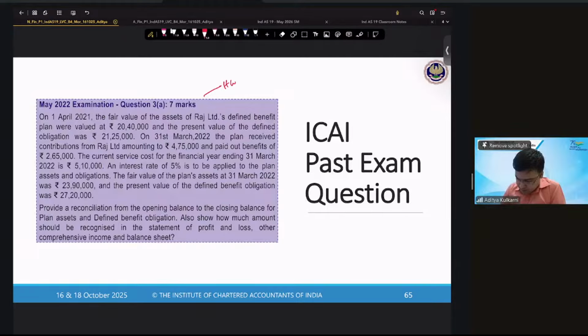This is the same question. Statement form में दिया है. Fair value of assets opening 20 lakh 40 and obligation 21 lakh 25. Year end plan received contributions of 4 lakh 75, paid out benefits of 2 lakh 65. Current service cost is given, interest rate 5%, closing fair value is given. Prepare a reconciliation from opening to the closing for the plan assets and defined benefit obligation. How much should be in the P&L, how much in OCI, how much in balance sheet.